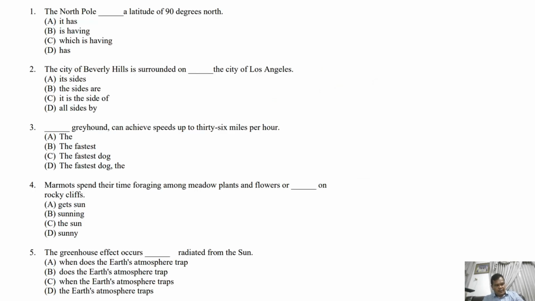Now, after understanding this very simple explanation, let's come to answer the structure questions in TOEFL. Now, there are 5 questions. Let's answer these questions one by one. Question number 1. This is the strategy. First of all, you have to analyze whether the sentence already has a subject and a predicate.